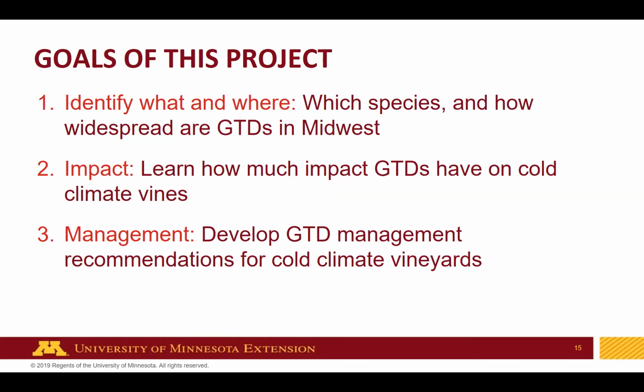The second goal is to learn how much impact grapevine trunk diseases have on cold climate vines. You know, there's this question of, is it winter injury or is it trunk disease or is it a combination of both? That's the question that number 2 is trying to get at. Number 3, from the data and the experiments that we do in the project, we need to be able to develop grapevine trunk disease management recommendations that are relevant and feasible for cold climate vineyards.